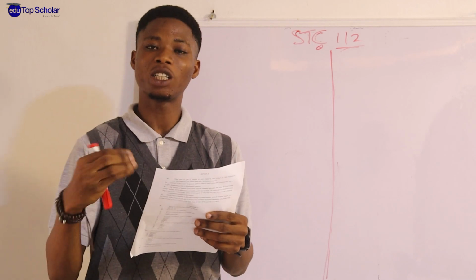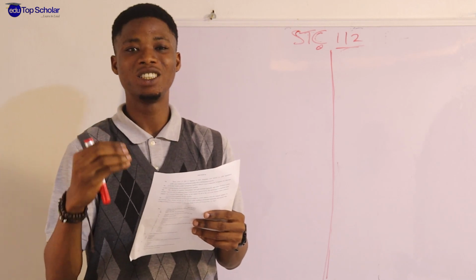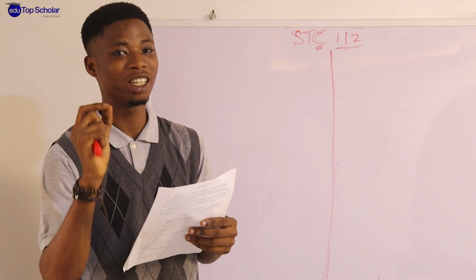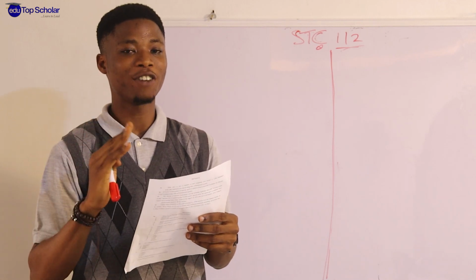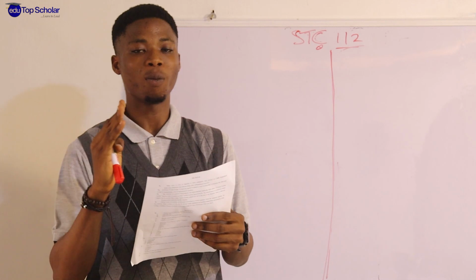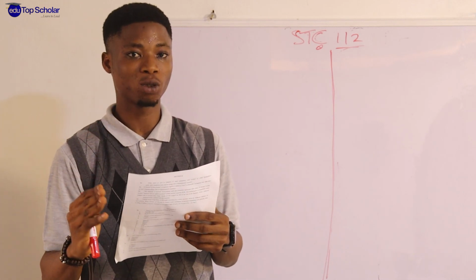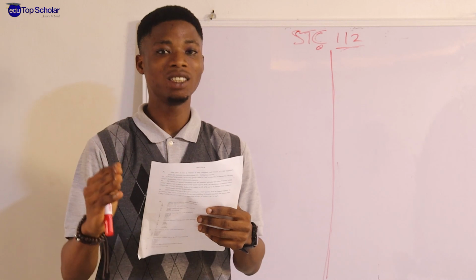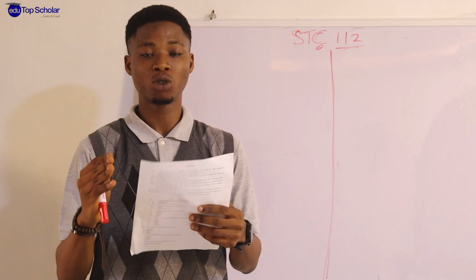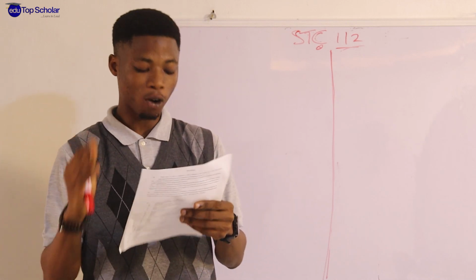And molarity is the number of moles of solute per kilogram of solution. You know they are very close, but take note: for molarity, it is the number of moles of solute per kilogram of solution, while for molality, it is the number of moles of solute per liter of solution.